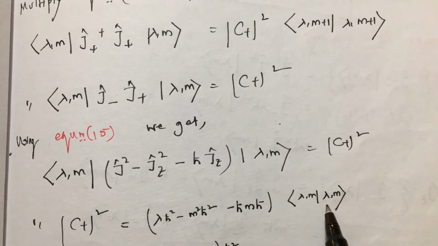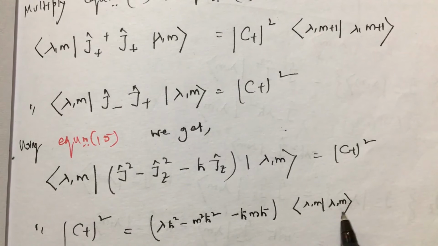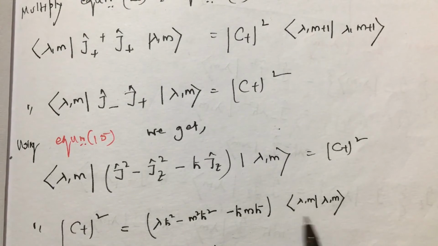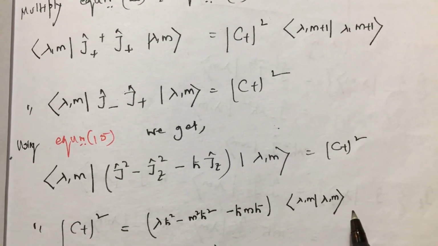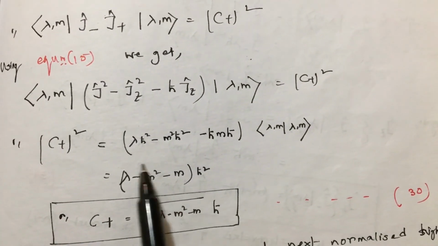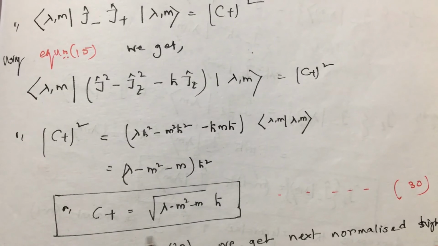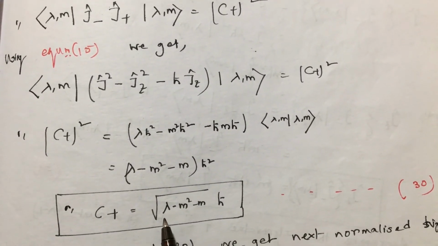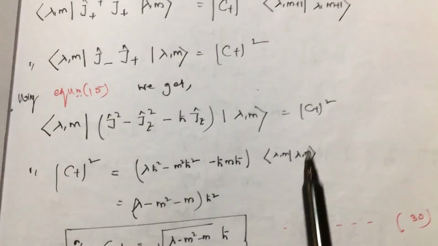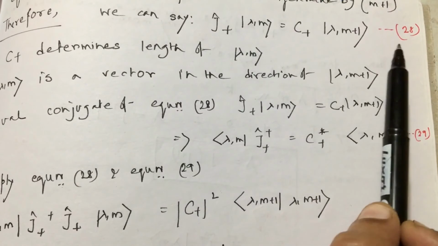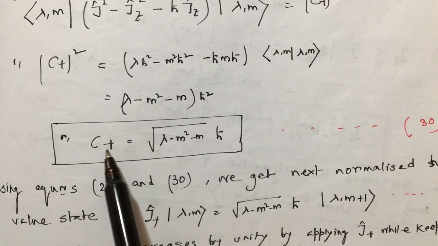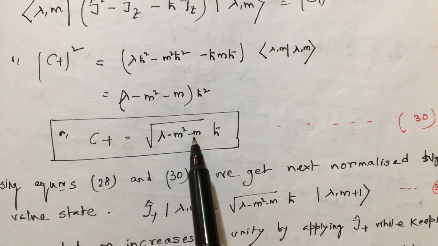What is left is ⟨λ, m|λ, m⟩, the inner product of |λ, m⟩ with itself, and as these are normalized, using the orthonormality condition this gives me 1. So c plus is nothing but the root of λ minus m square minus m ħ. So the eigenvalue of these equations becomes equation 30, which is c plus equal to root of λ minus m square minus m ħ.